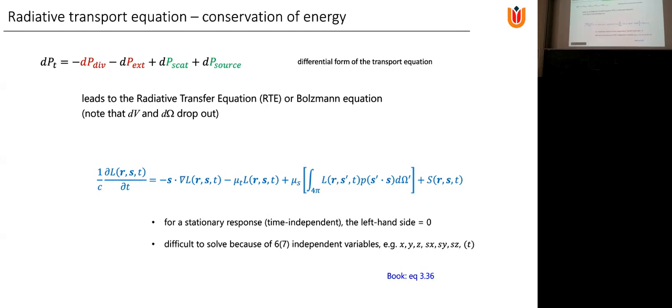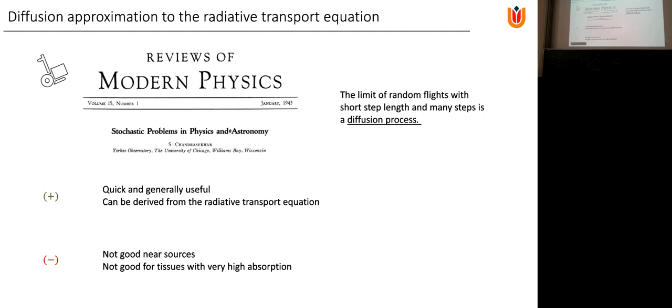Well, if the whole system is stationary, so the light is on and nothing really changes, then you get a stationary response, and the left-hand side of this equation vanishes. That could make it a little bit easier to solve, but still, it is almost not possible because you have 6 independent variables. If you have time, you have 7. You have the x, y, and z coordinates, but you also have the angles with the axes of your coordinate system. This equation you can solve, but only for the simplest of geometries. So even though it's a beautiful result, it's not that usable. So we need a fix.